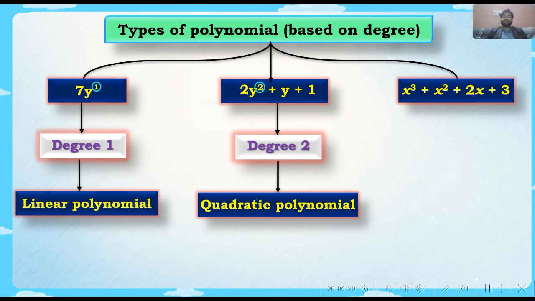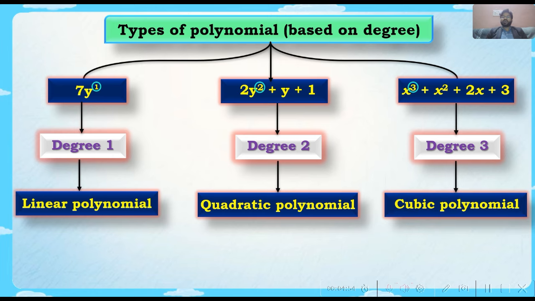डिग्री मींस किसी भी इक्वेशन की मैक्सिमम पावर, वेरिएबल की मैक्सिमम पावर कॉल्ड डिग्री. नाउ इन थर्ड x cube maximum degree, so it's degree 3 and called cubic polynomial. So these are the types of polynomial based on degree. Degree 1 is called linear, degree 2 is called quadratic, and degree 3 is called cubic polynomial.